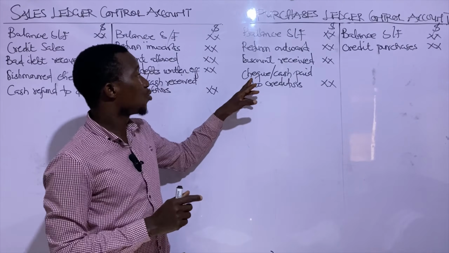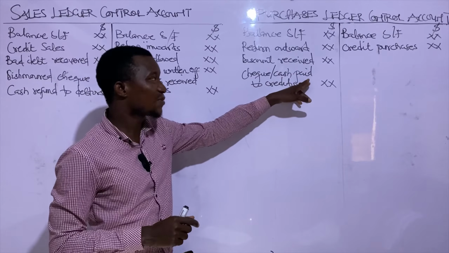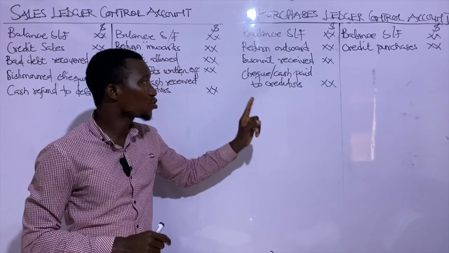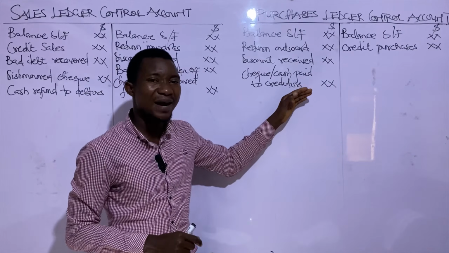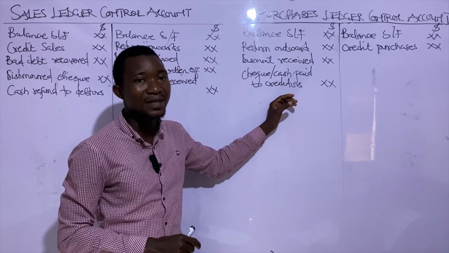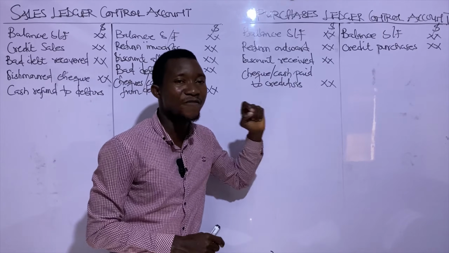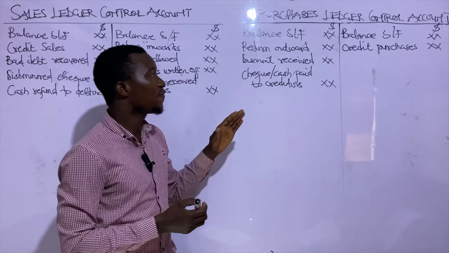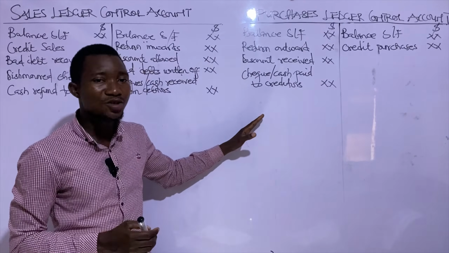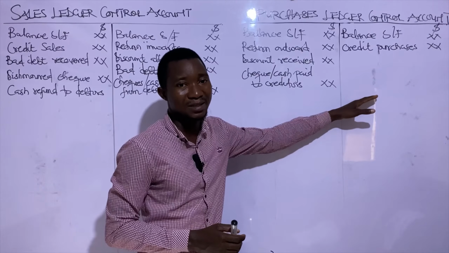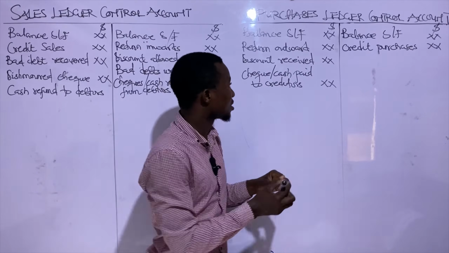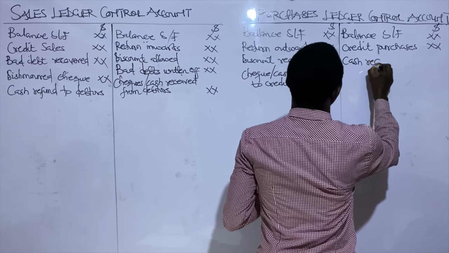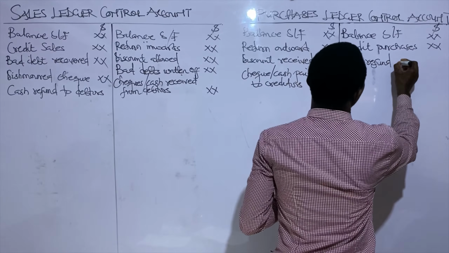But note, with the cash payment to creditors, when the creditor gets to know that the amount of money paid to him as a creditor is not supposed to be paid, then the creditor needs to make a refund of the payments to the business. So a refund of money to the business increases the creditor's balance to reinstate the debts. So cash refund from creditors.